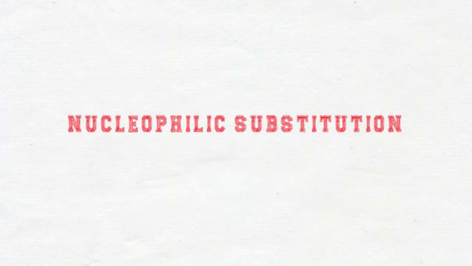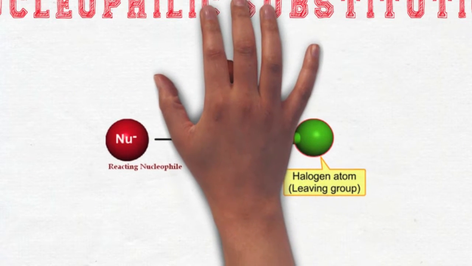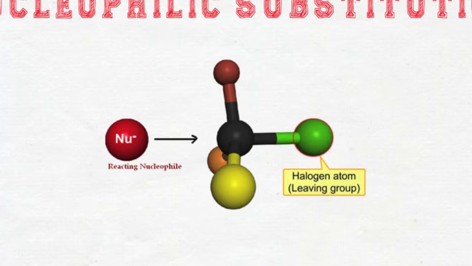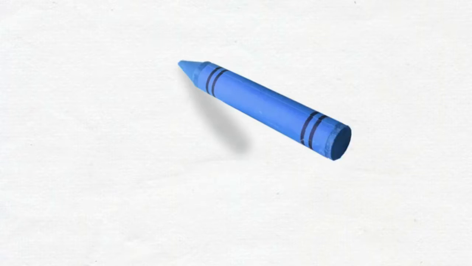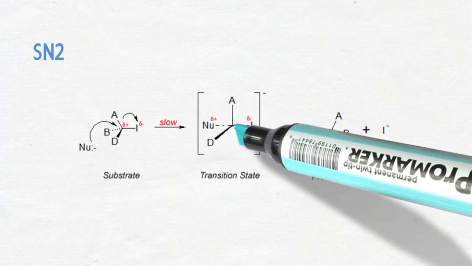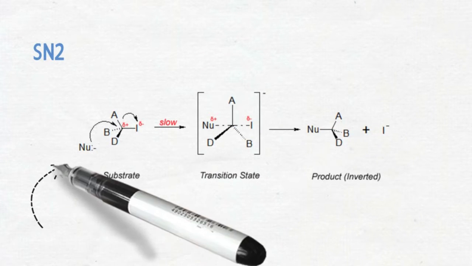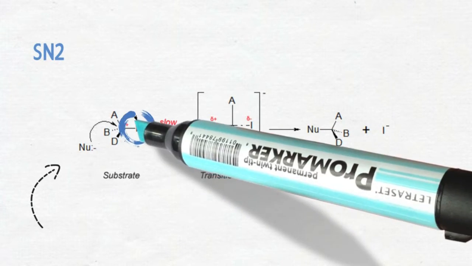Welcome to nucleophilic substitution. Nucleophilic substitution is the chemical reaction in which a leaving group X is replaced by an attacking nucleophile. There are two mechanisms for nucleophilic substitution, SN1 and SN2. First, let's look at SN2. SN2 is a one-step bimolecular mechanism.